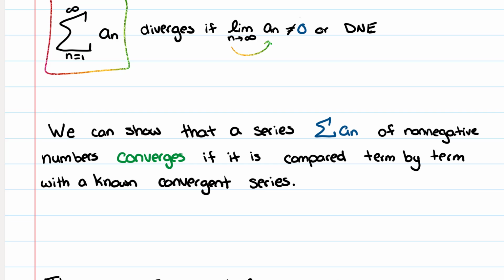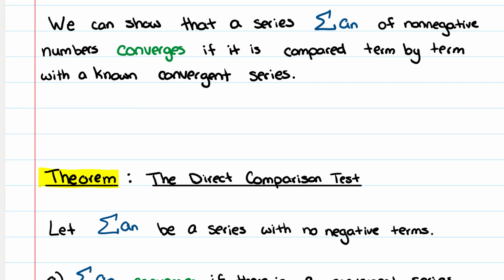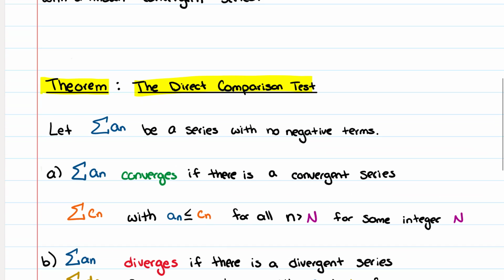We can show that a series a sub n of non-negative numbers converges if it's compared term by term with a known convergent series. So if one term is less than another term, and the next term is less than the next term, and so on, we can show by comparison that a series will converge. We call this theorem the direct comparison test, because we're comparing our more complicated series to a simpler, easier series to evaluate.